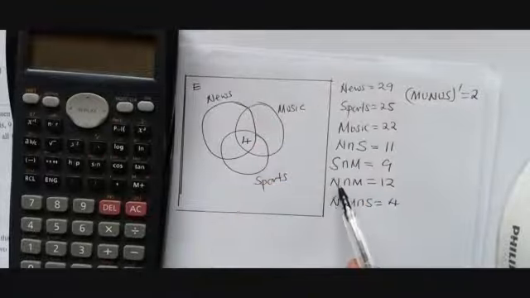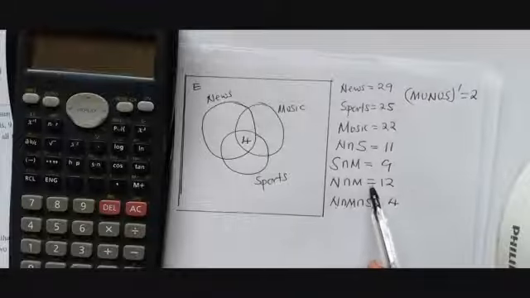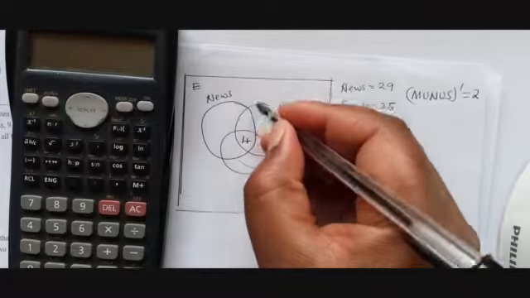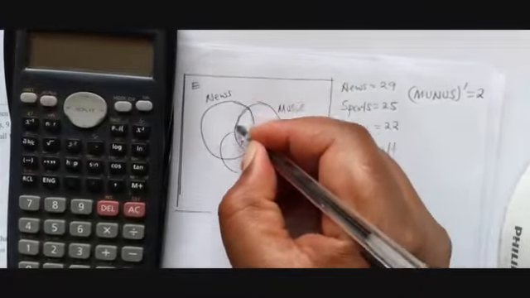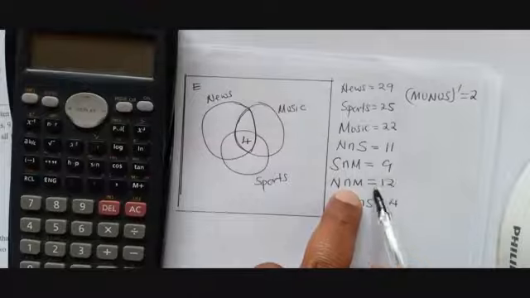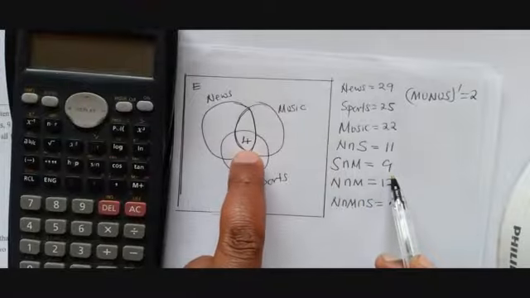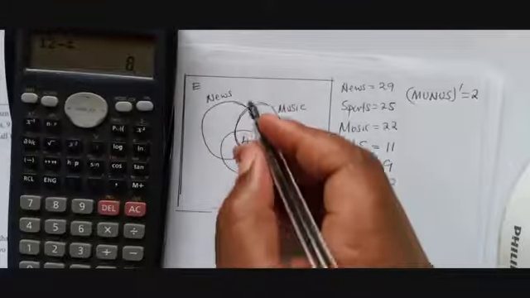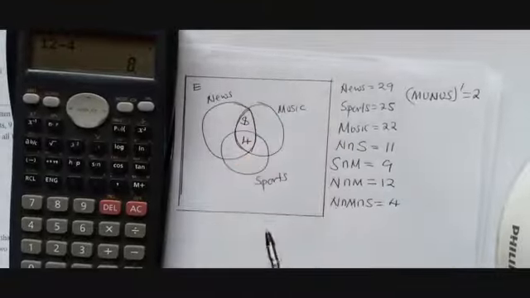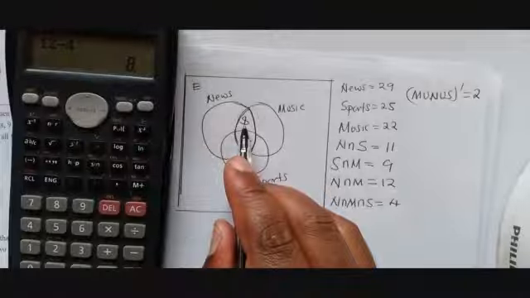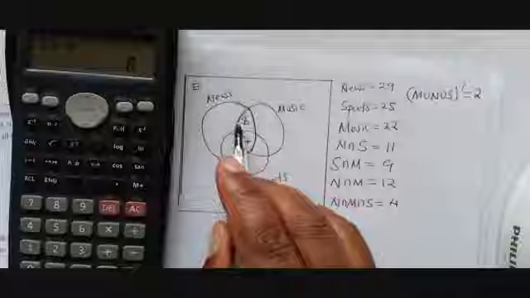Then you come to the news and the music. News here and the music in this region. So this is the intersection set for news and music. We are saying news and music, they are 12. But in this region, we already have 4. So we are going to say 12 minus 4. What do you get? You get 8. So the 8 should be here. And this 8 represents the number of villagers that listen to news and music only.